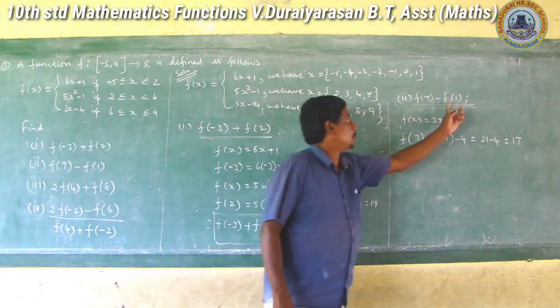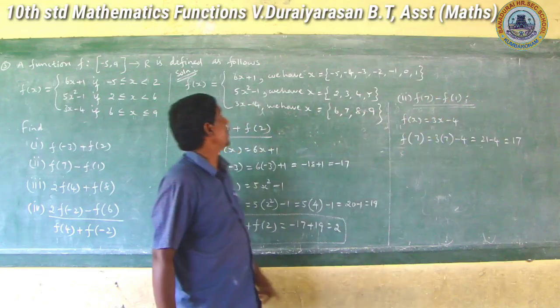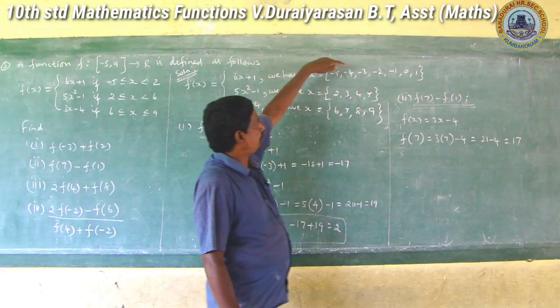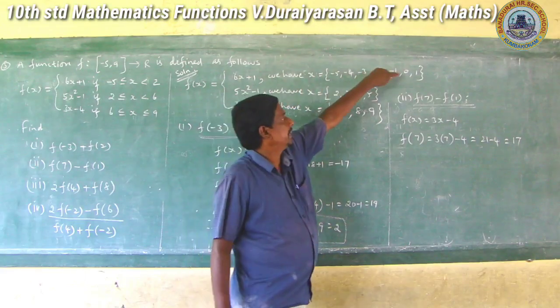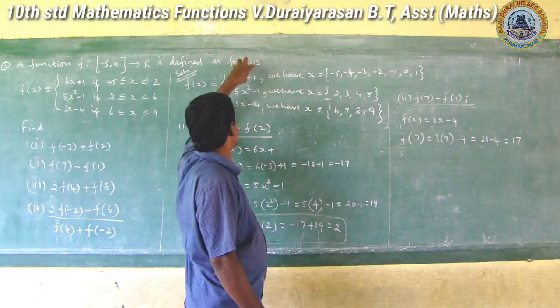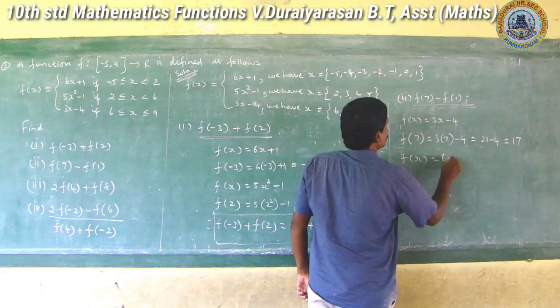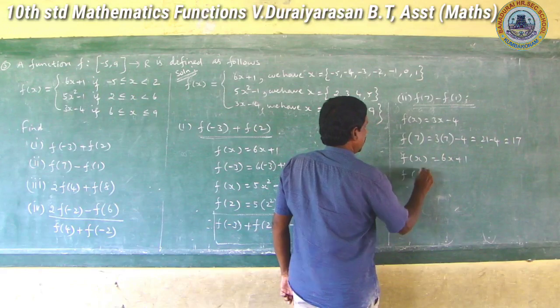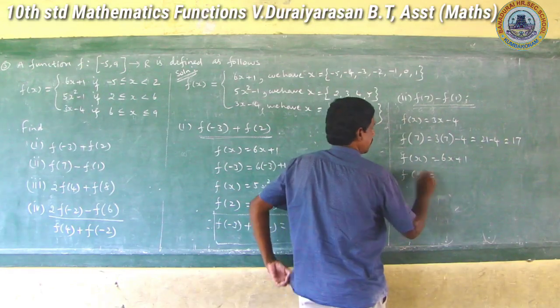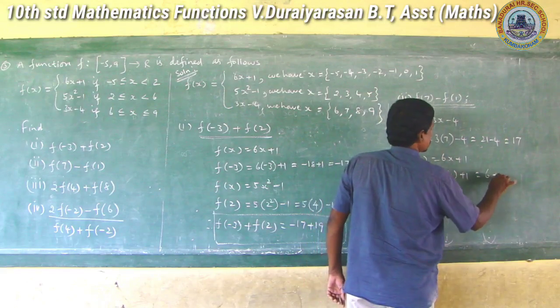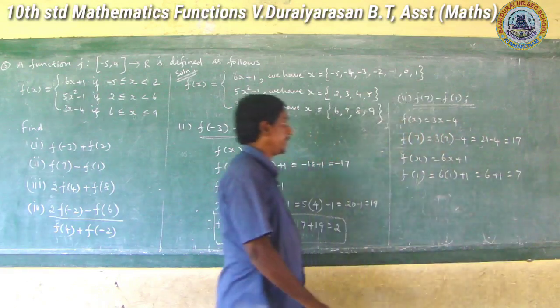The other value: find f of 1. Where is the 1 placed? Here. So the applicable function f of x is equal to 6x plus 1. Substitute x is equal to 1. f of 1 is 6 into 1 plus 1. 6 1s are 6, 6 plus 1 is equal to 7.